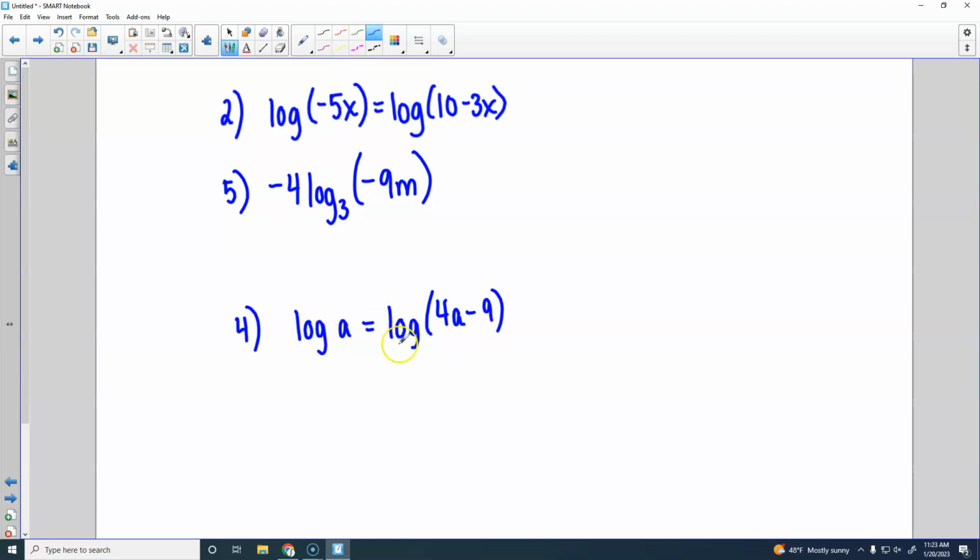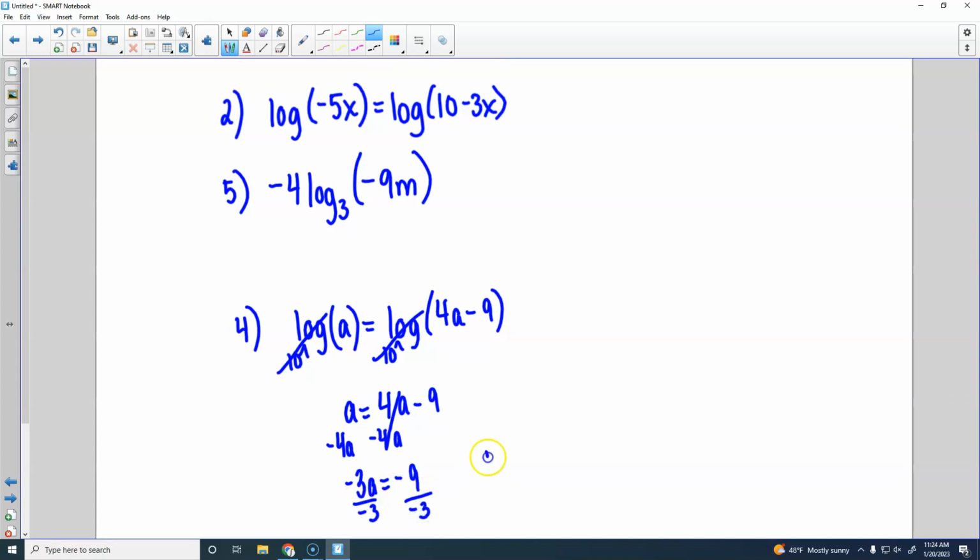Log on both sides. Everything's inside of the log on both sides. All you have to do here is drop the logs, right? So 10 to the power is technically what you're doing, but it just drops the logs from both sides. A equals 4a minus 9. You would subtract your 4a from both sides. Negative 3a would equal negative 9. Divide by negative 3, and a would equal 3.